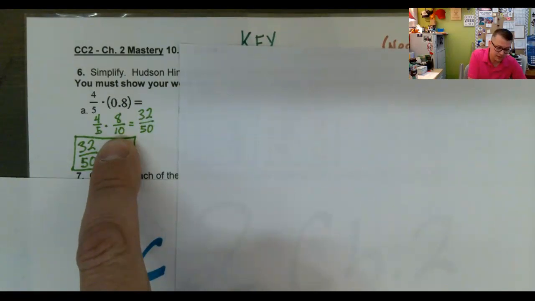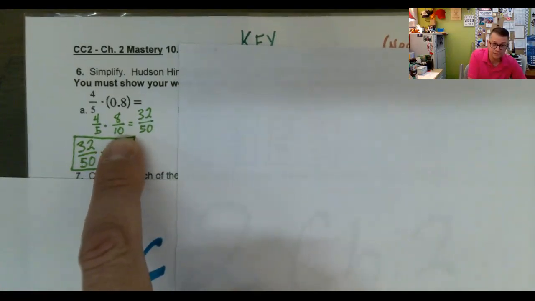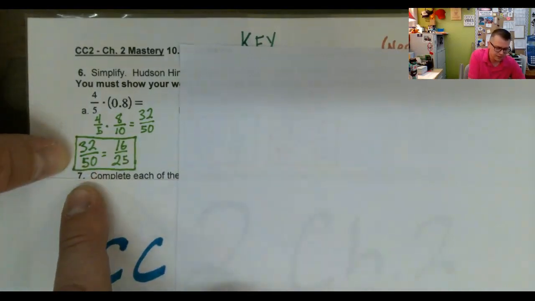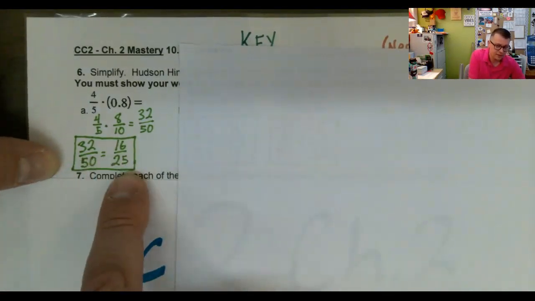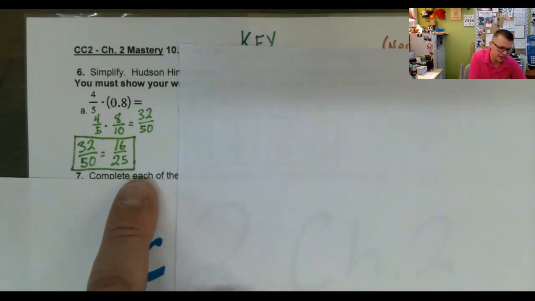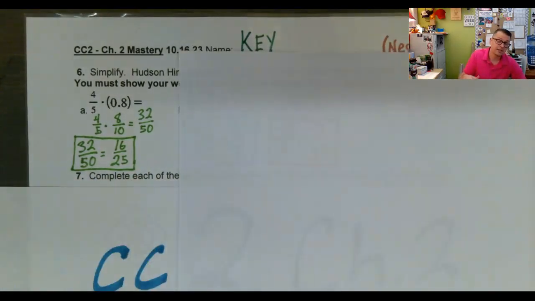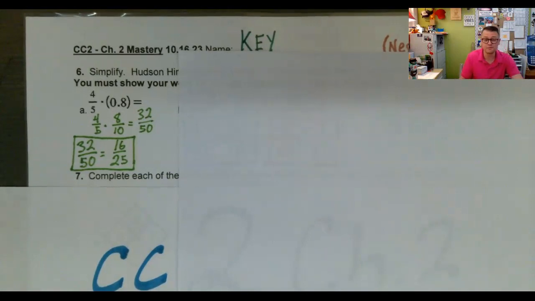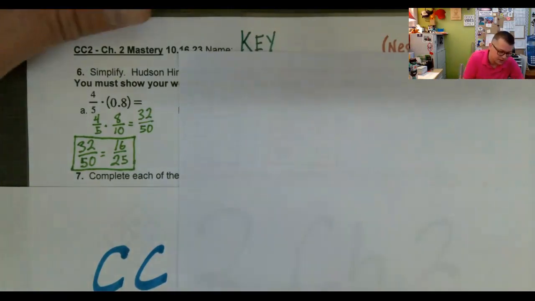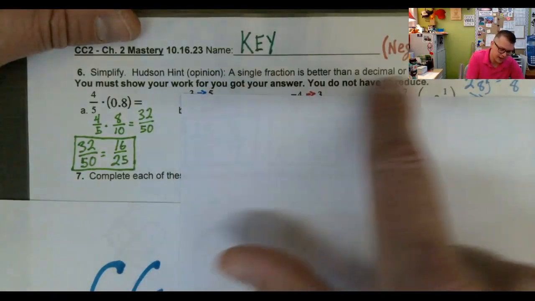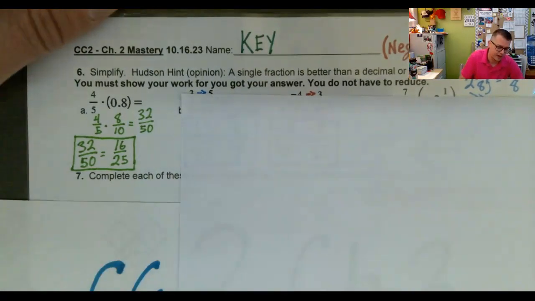Now, some of us also recognized, well, 8/10 can reduce down to 4/5. That was also a good strategy there. So if I get 32 over 50, that can reduce down to 16 over 25, or some of you went ahead and did that. If we do this as a decimal, it comes out to be 0.64 or 64 hundredths. But because I was talking about fractions are better than decimals, I stuck with fractions here.